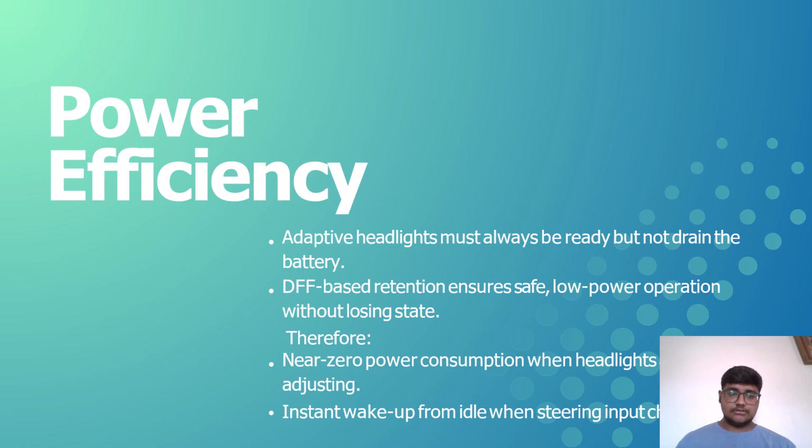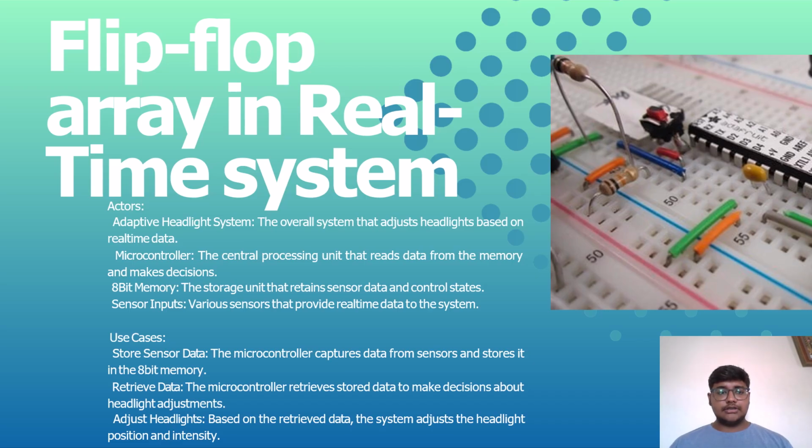input changes. The main components of the real-time system of adaptive headlights are the microcontroller, 8-bit memory, and sensor inputs. The microcontroller can be considered the central processing unit that will read data from the memory and make its decisions. The storage unit will retain sensor data and control states of the headlights. Various sensors provide real-time data into the system through the sensor inputs.